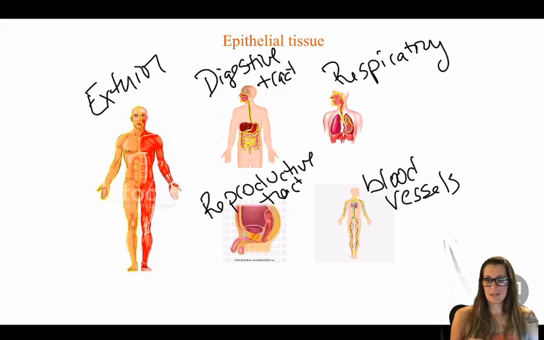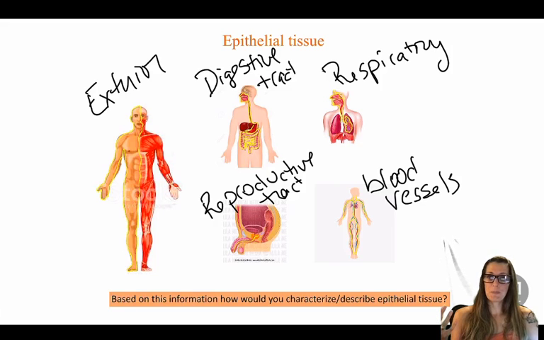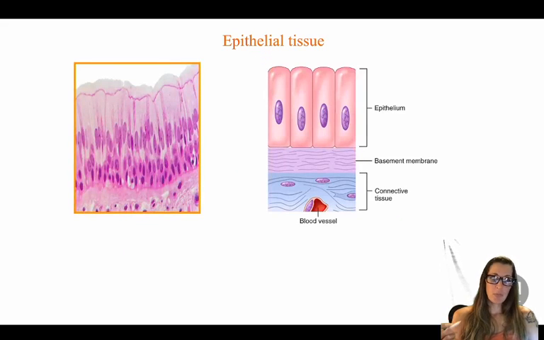Based on just looking at this, how would you characterize or describe epithelial tissue? Just with this basic information, you may already know. Stop and think for a second about how you might characterize or describe epithelial tissue based on what you already know, pull on your prior knowledge, and this information that I've just given you here. The primary characteristic of epithelial tissue is that it covers and protects.